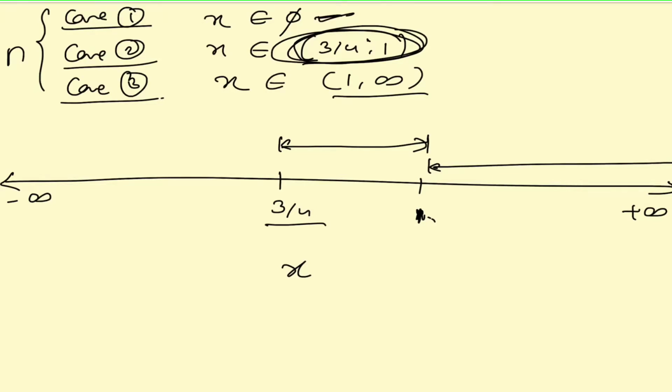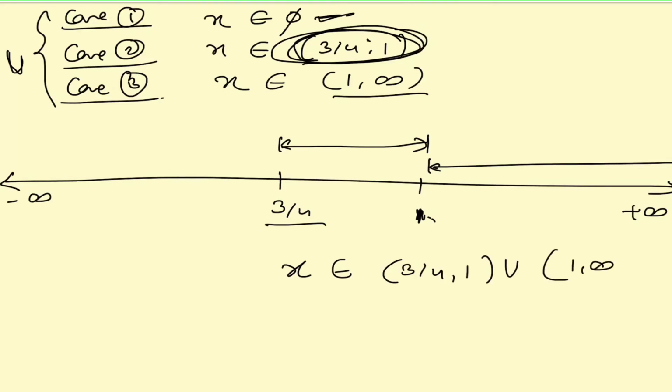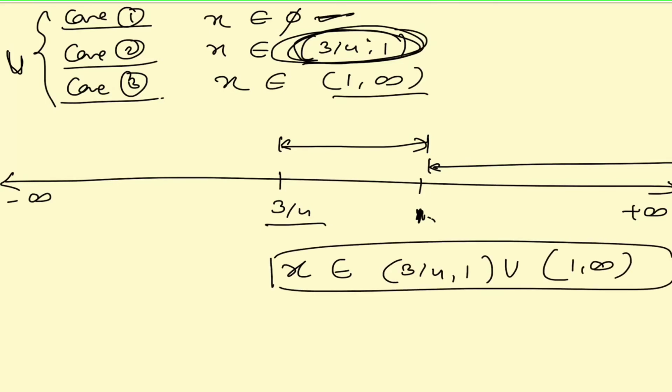Sorry, we need to take the union here. So we need to take the union of all the answers. That means we combine them: x belongs to 3/4 to 1 union 1 to infinity, and that is our answer.